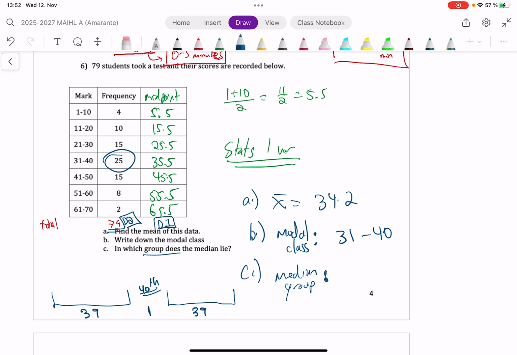So I have to say, okay, well, that's 14. 14 plus 15 is 29. And then 29 plus 25 gives me 54. So the 40th one happens in this group, right? By the time you get to the end of this group, you're at 54, so you're beyond it. So the median group is also in there, right? So the median is somewhere between 31 and 40. Right, so again, our grouped data, finding mean, modal class, median.